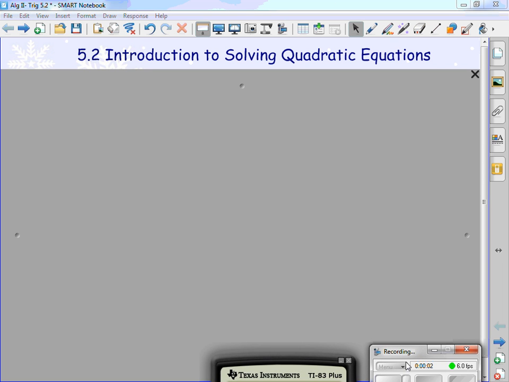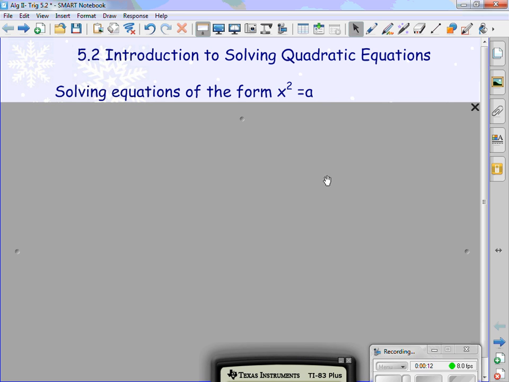Today we're starting 5.2. We're going to start solving quadratic equations. Before we start solving quadratic equations, you have to know a couple of rules. All of our equations are going to be some form of x squared equals a right now. If I were to solve for a, what's the opposite of a square? Square root.